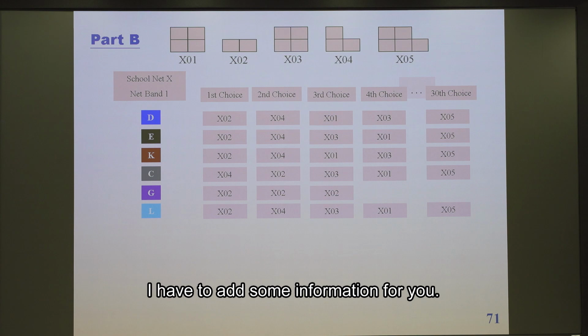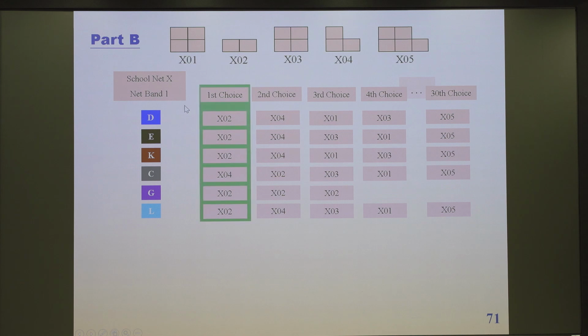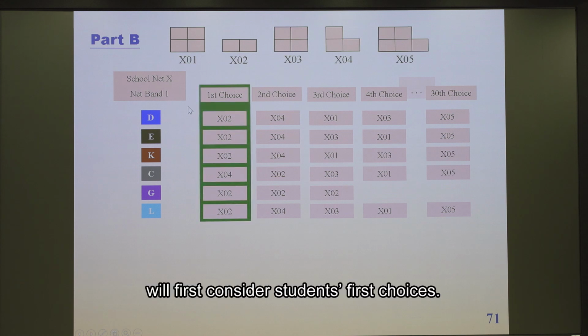And you see, I have to add some information for you. You can see that this student D is the first student because the computer assigned a random number, the smallest random number. So the next students are E, K, C, and G, and the last student is L. So the computer will first consider students' first choice.